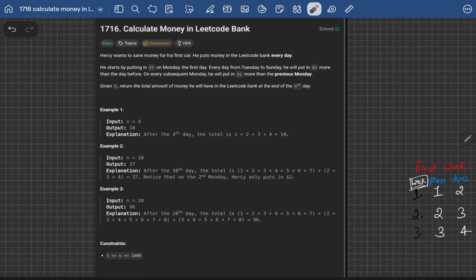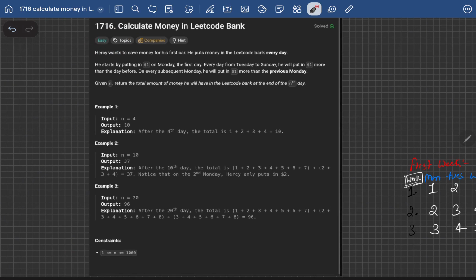Basically, it's an easy question only, and it says we have the Leetcode bank, and Hersey is investing some amount of money every day. And how much is he investing? He starts on the Monday with $1, and from every Tuesday to Sunday, he increments whatever he invested one day before. He will put $1 more than whatever he invested on the previous day.